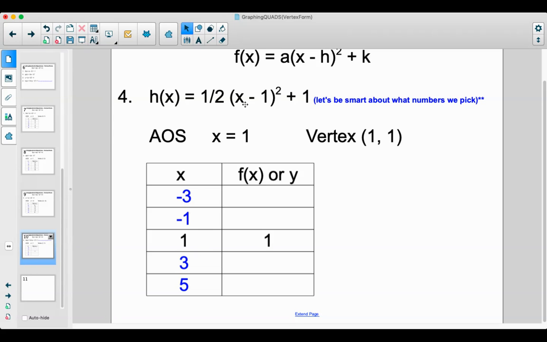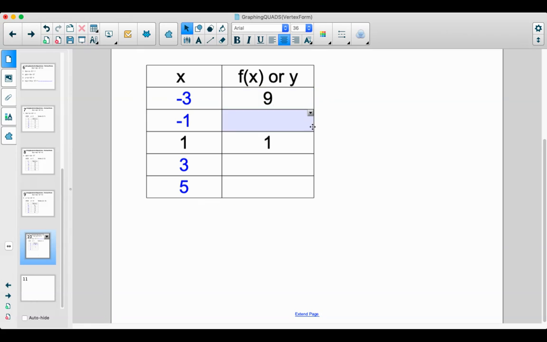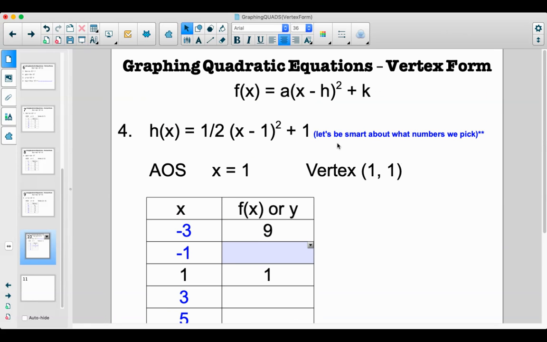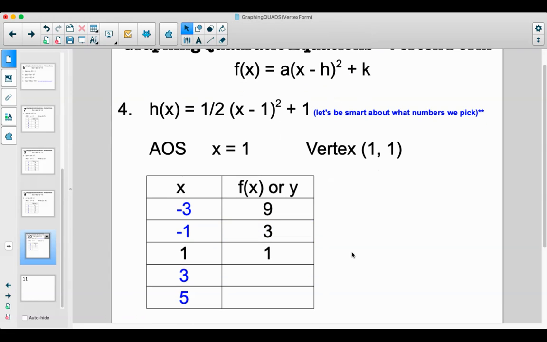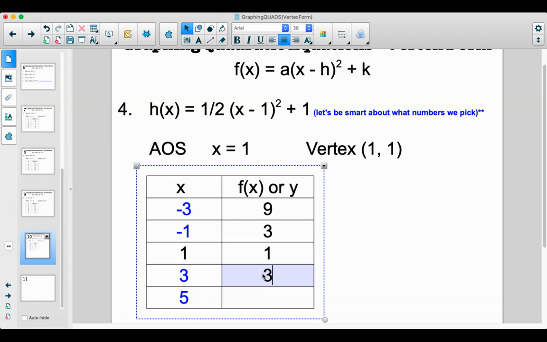-3 minus 1 is -4. -4 squared is 16. Half of 16 is 8. 8 plus 1 is 9. -1 minus 1 is -2. -2 squared is 4. Half of 4 is 2. 2 plus 1 is 3. Again, just like before, that should mean we should be getting 3 and 9 here to mirror that. 3 minus 1 is 2. 2 squared is 4. Half of 4 is 2. 2 plus 1 is 3. That makes me feel pretty good.